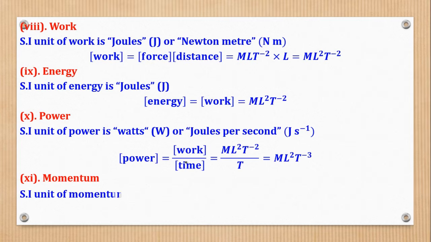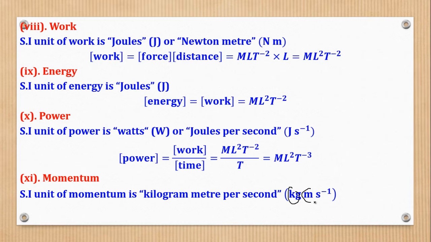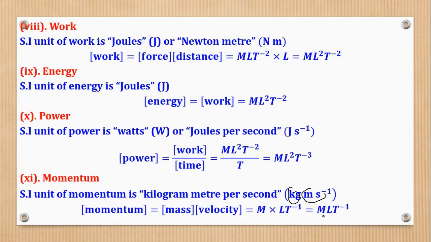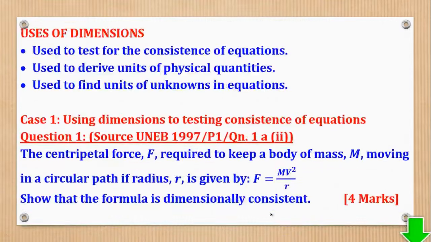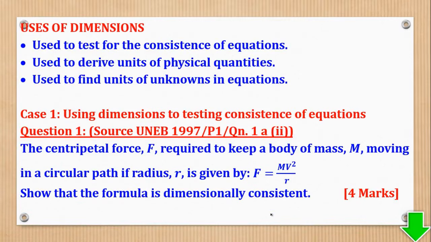Then momentum is kilogram meter per second. Remember, momentum is mass times velocity, so mass is kilogram, velocity is meter per second. So it will give you this as its dimension. So there are a number of dimensions, but those are some of the few. Good enough, you have understood how you can get the dimensions of derived quantities from basic quantities.